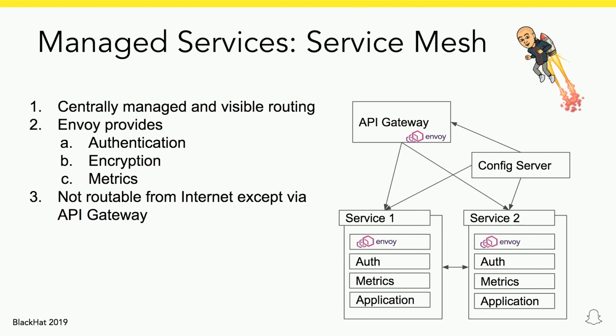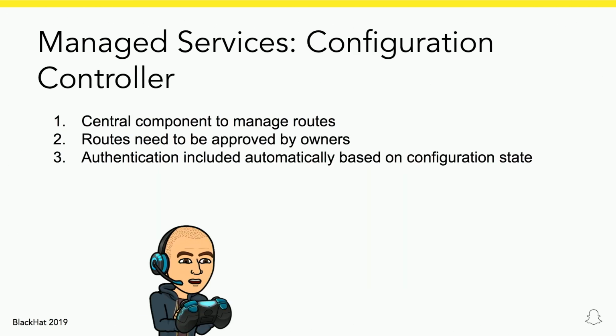So the service mesh, this is what sits behind the API gateway. The API gateway understands how to route to each service that lives on the service mesh. It's all configured via the configuration controller. Envoy here is also providing authentication, encryption, metrics, and none of this is routable from the internet. So we don't have the problem that we have in some of the other environments or services that we deal with.